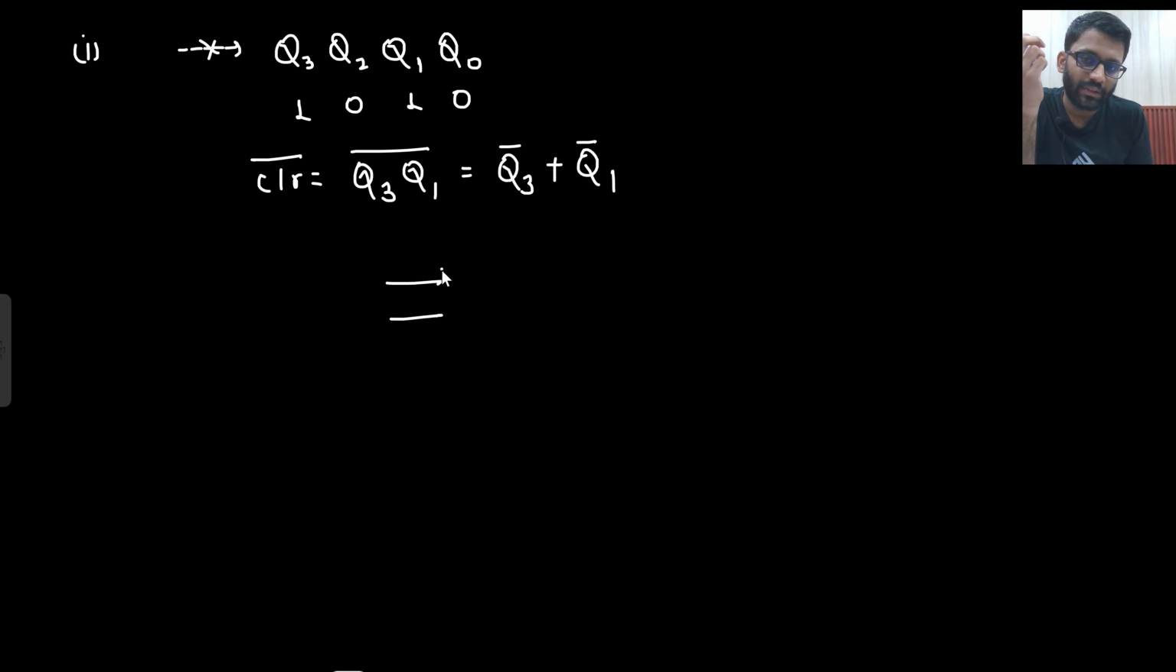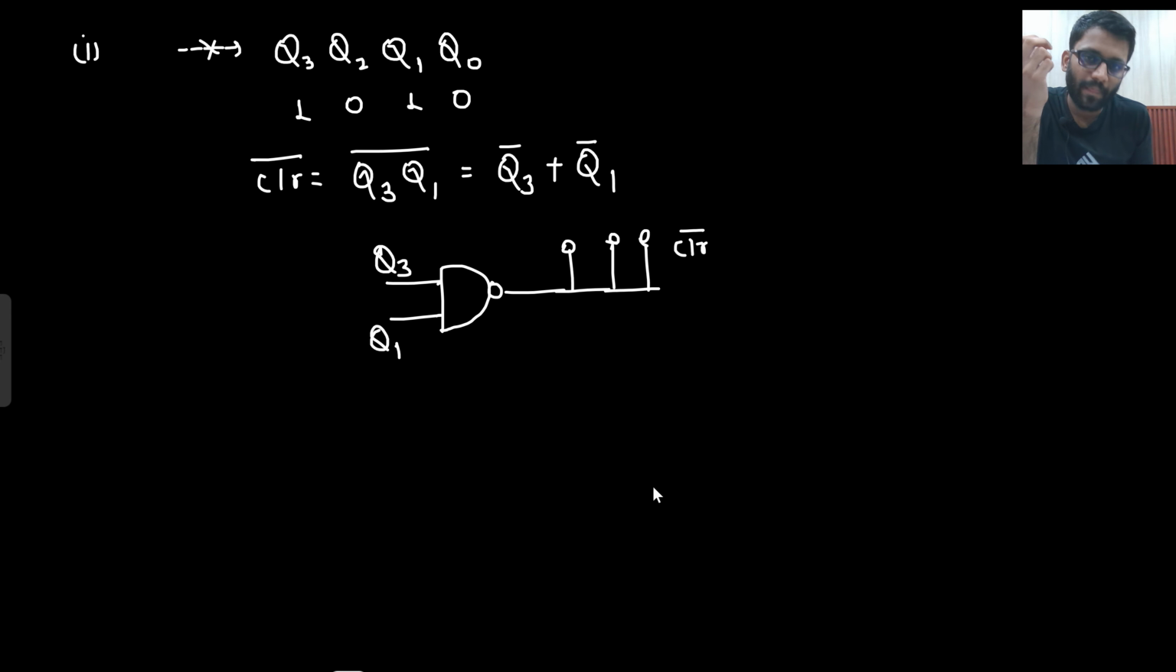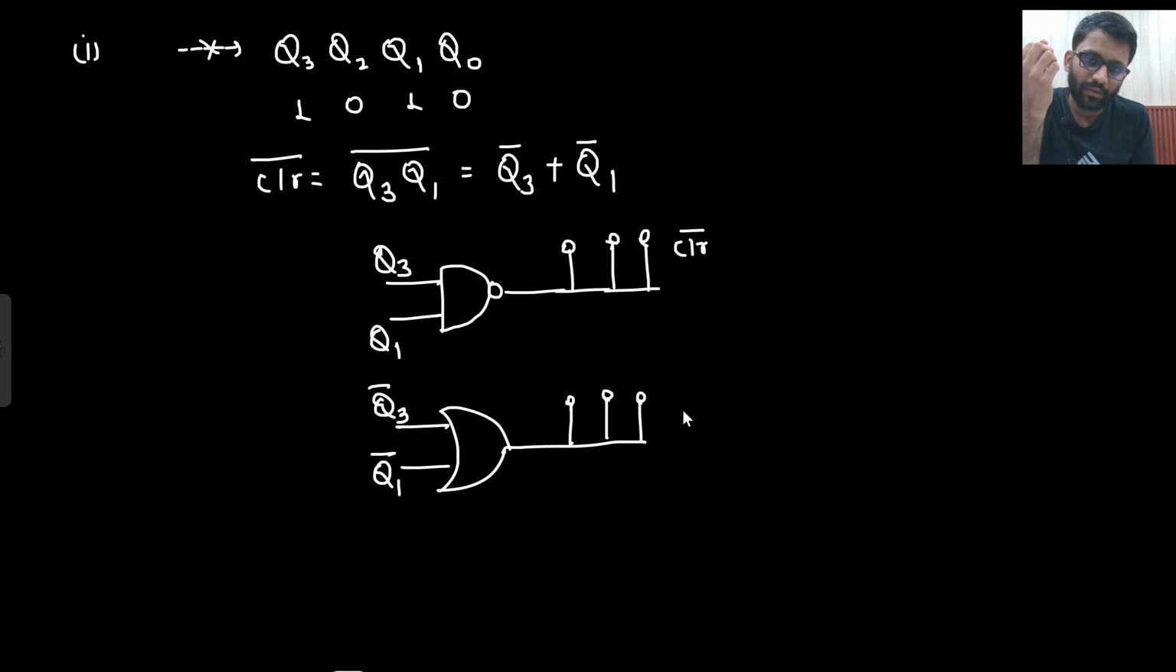So what all gates can you use? Q3, Q1. This gate you can use, right? Then you can give your clear bar there. Or what else can you use? Simply OR gate. Q3 bar and Q1 bar. Simply OR gate it is. Q3 bar plus Q1 bar. This is also clear, right? So very easily you have written it down. Let's see the second one.